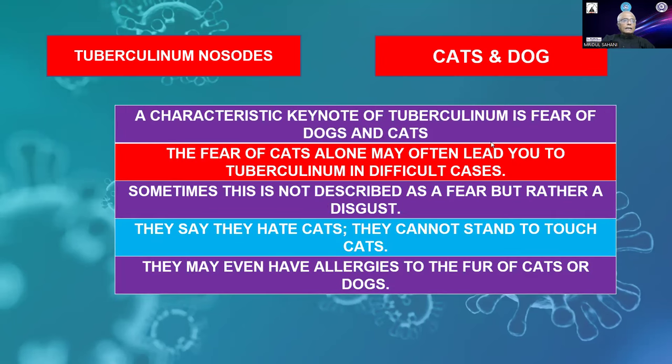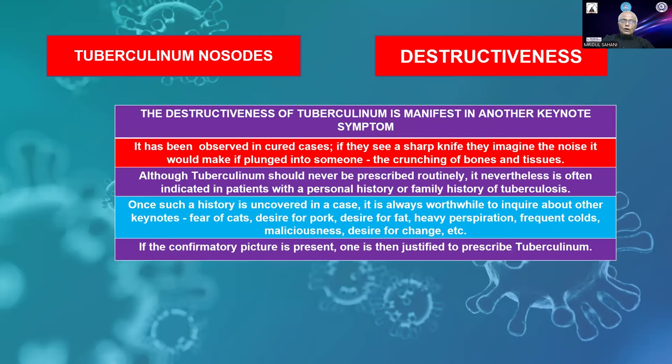Now the cats and dogs. This is one of the characteristics of the tubercular patients, that they have fear of cats and dogs. The fear of cats alone may often lead you to tuberculinum in difficult cases. Sometimes this is not described as a fear, but rather a disgust. They say they hate cats. They cannot stand to touch cats. They may even have allergy to the fur of the cats or the dogs.